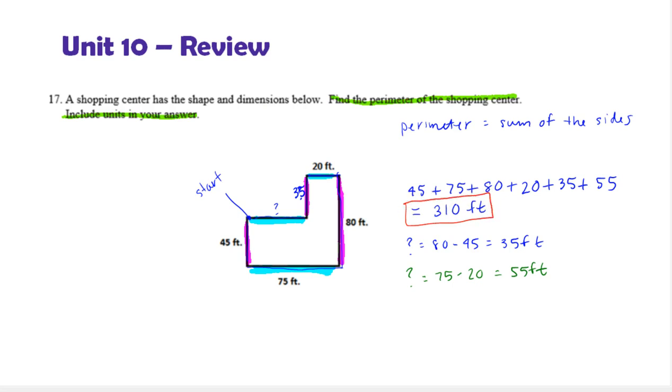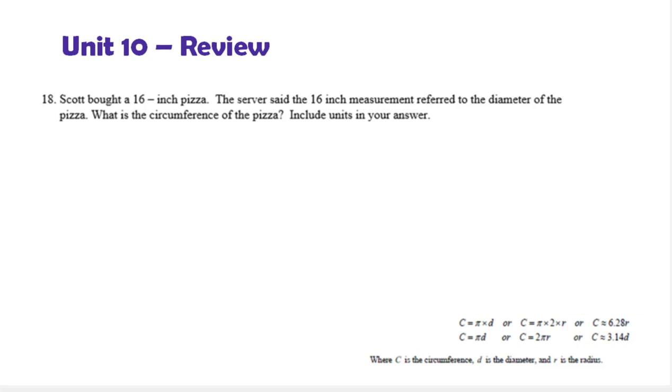Let's look at the next one. Scott bought a 16-inch pizza. The server said the 16-inch measurement referred to the diameter of the pizza. And we were asked to find the circumference of the pizza and include units in our answer. So let's make a quick sketch. I'll use a highlighter. I'll use orange for a pizza color. Here's our pizza, and the diameter is the distance from one side to the other that passes through the center. And we're told that this is 16 inches.